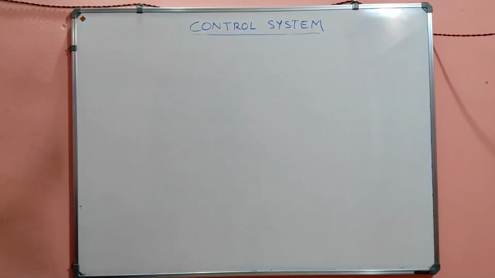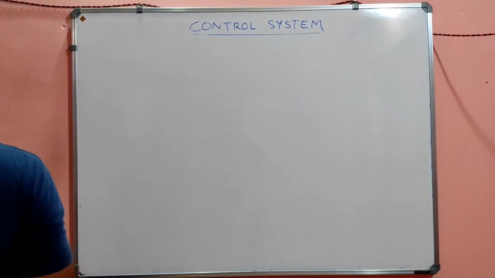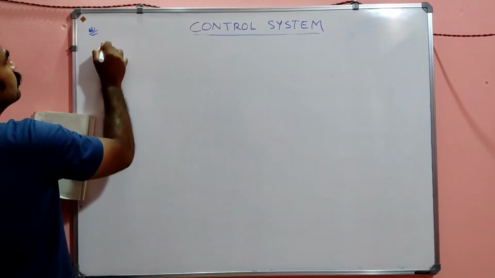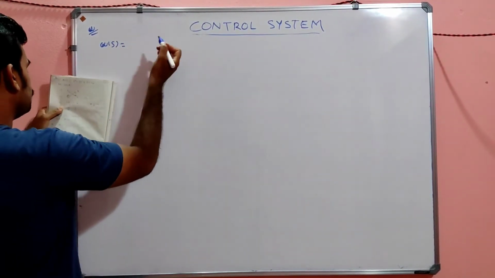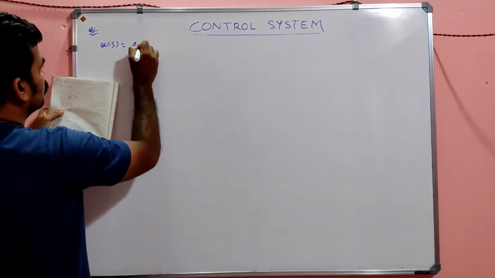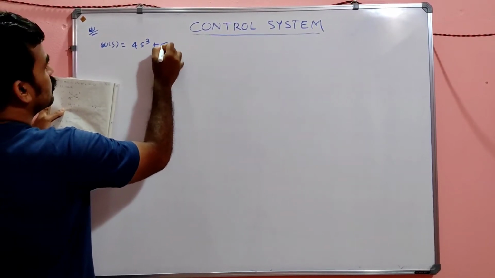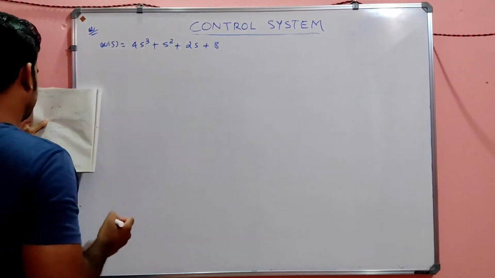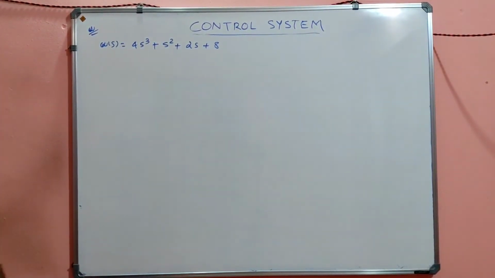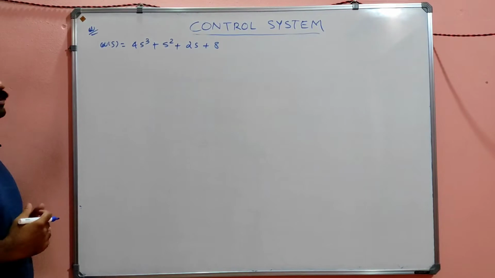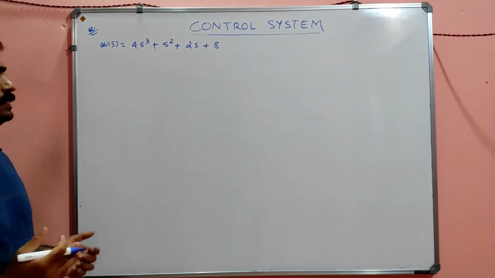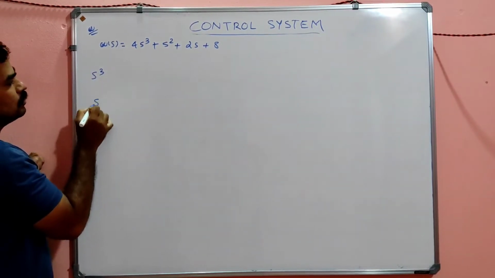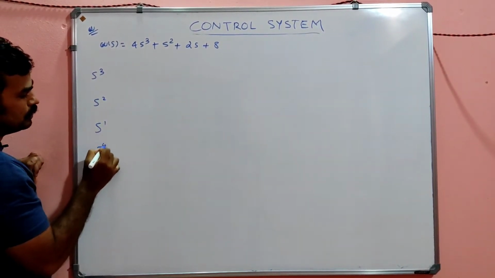Write a question, my dears. Q of S is equal to, Q of S means what? Characteristic equation. 4S cube plus S square plus 2S plus 8. So now you have to find the same thing. You have to draw the RH table first. So how can we draw the RH table? Start from S cube now. So S cube, S square, S raised to 1, S raised to 0.